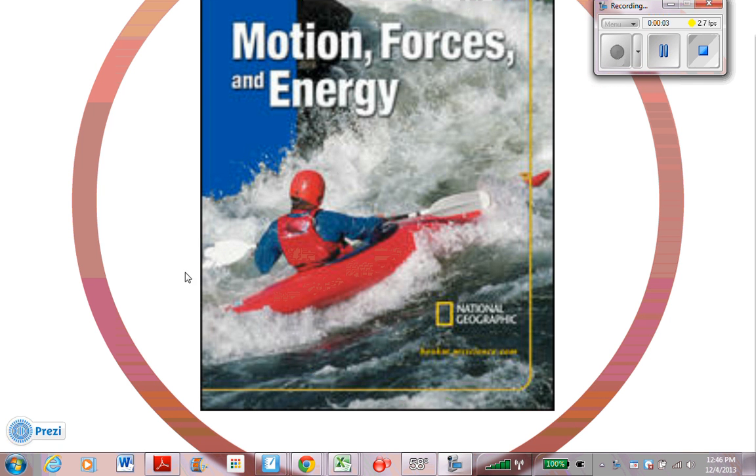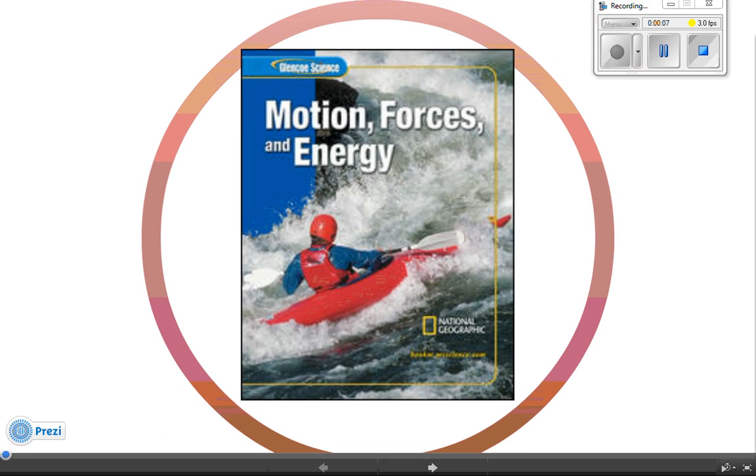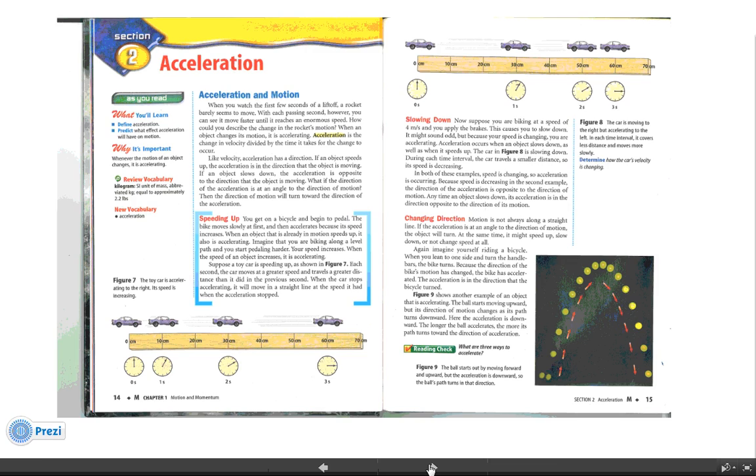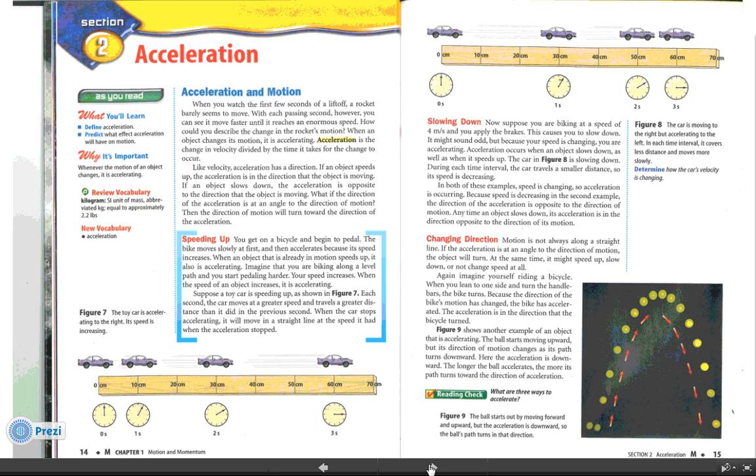All right, here we go. Motion, forces, and energy. We're still in chapter 1. We're doing section 2, acceleration. For acceleration, we're going to define acceleration, and we're going to predict what effect the acceleration will have on motion.